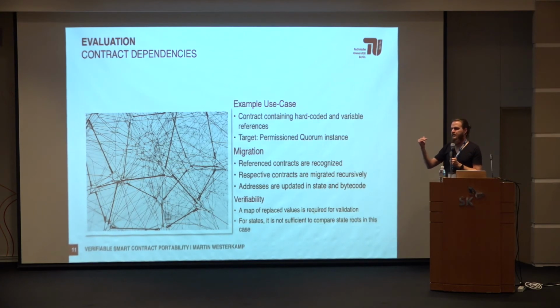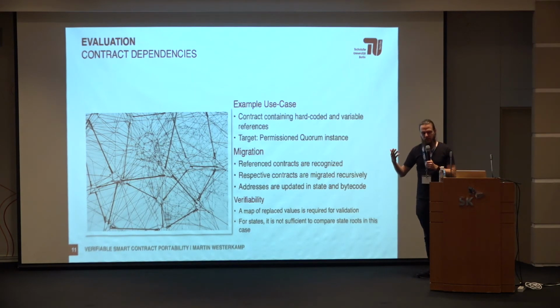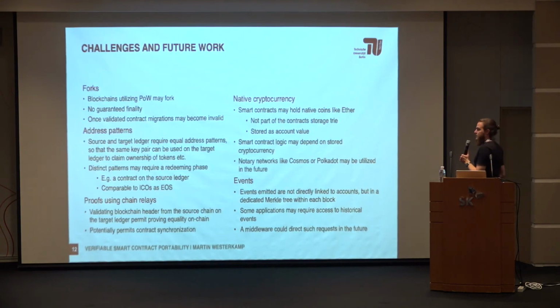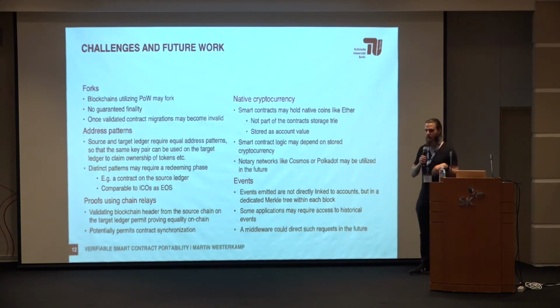So what we have to do is build a library of which addresses have been changed, and then iteratively, or recursively, we have to verify those smart contracts as well, and all the other values as well. So there are some challenges, and of course for proof of work chains, those chains may fork in the future, or they may fork all the time, and we may do a migration on a fork and also the validation.